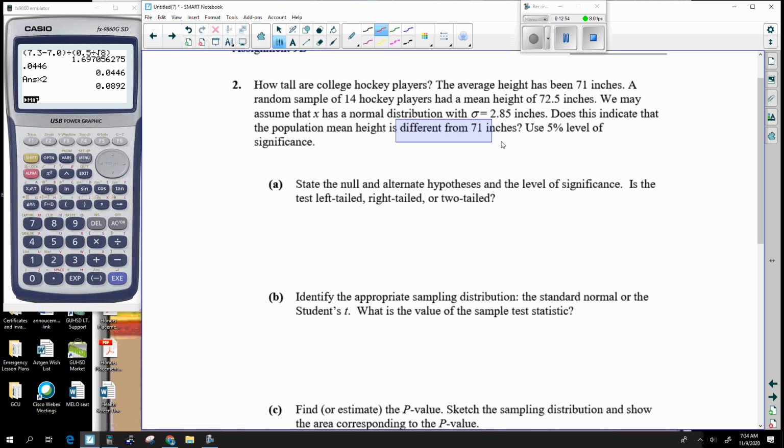Okay, so again, in this problem, we're looking for something that is different. So this, again, is going to be a two-tail as well. It's going to be a two-tail because the question is: is it different from? If you're looking for an average that is greater than or less than, it's the question itself that determines what you're trying to do.